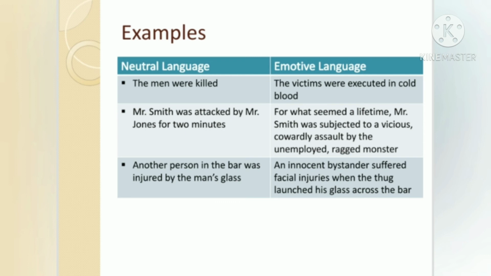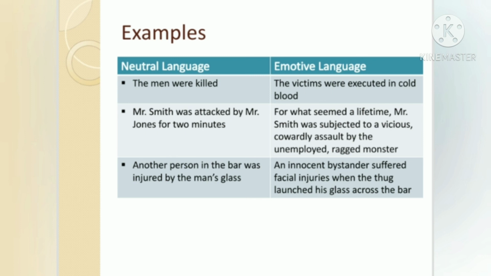The second example, neutral language. Mr. Smith was attacked by Mr. Jones for 2 minutes. It is a neutral language. While the emotive language is, for what seemed a lifetime, Mr. Smith was subjected to a vicious, cowardly assault by the unemployed, ragged monster. See, look at the use of the language here. That is emotive language.